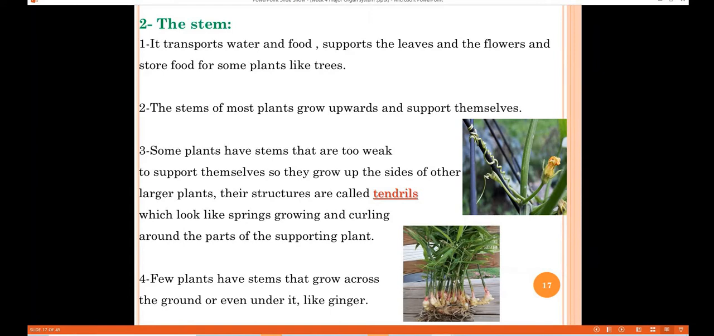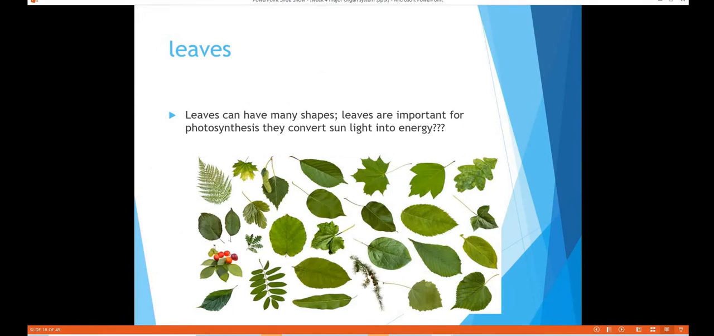Okay, then we also talked about the ginger, which is also an example of a stem. Then we spoke about the types of leaves. Did we do the leaves? We were doing the leaves, right?